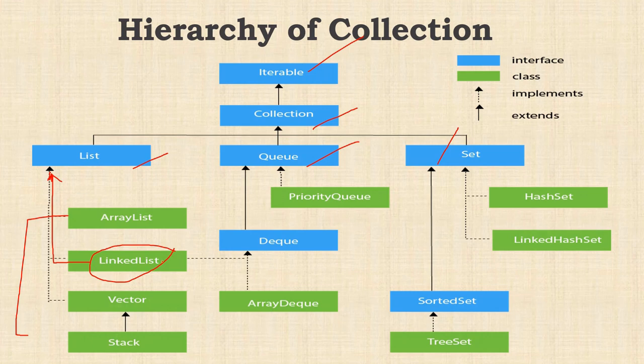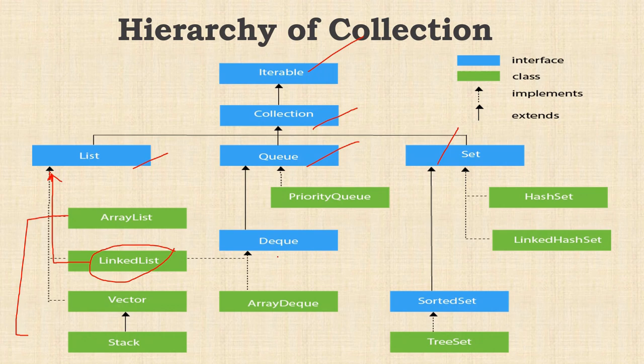So we can say the linked list class implements the list interface and implements the deque interface. So we will get both the methods in linked list. Some of the methods will be from the list interface, and some of the methods from the deque interface. So it acts like both, like deque and list. It's a mixture of list and deque.